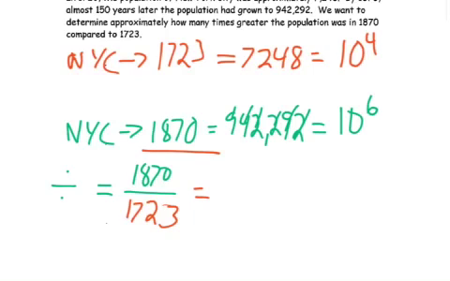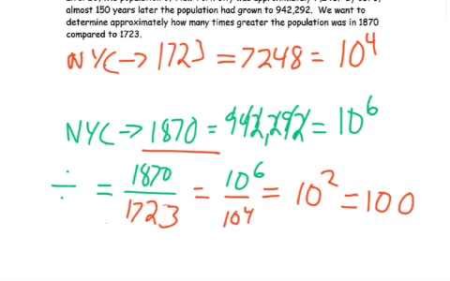So that's going to be 10 to the 6th, the 1870 population, divided by 10 to the 4th. And we learned from our previous unit that to divide exponents, we're going to subtract. So 6 minus 4 is 2. So it would be 10 to the 2nd power, and 10 to the 2nd power is 100. So in 1870, the population was 100 times greater compared to 1723. Okay?